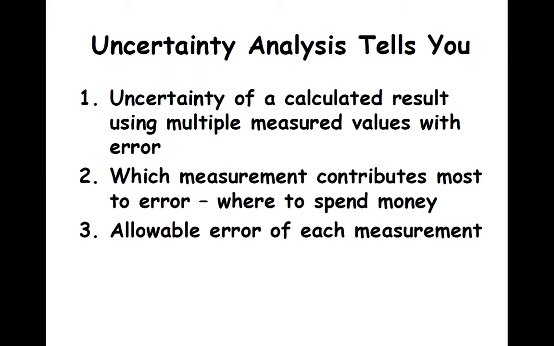Remember, uncertainty analysis can tell us three things. First, the uncertainty of a calculated result using multiple measured values with error. Second, which measurement contributes most to error? That indicates where to spend money to improve. Third, allowable error of each measurement.